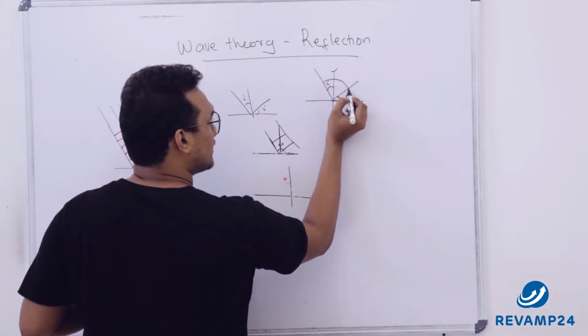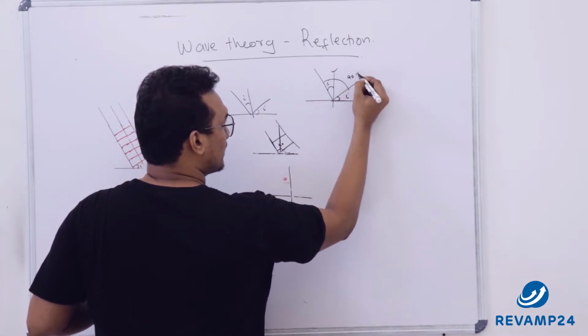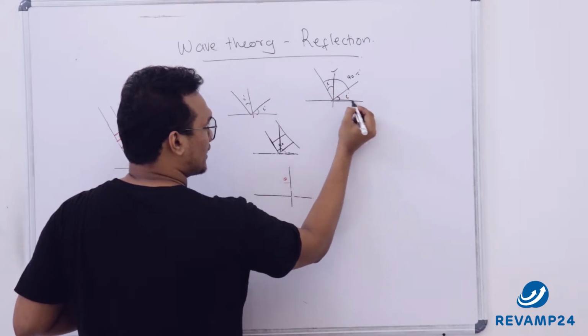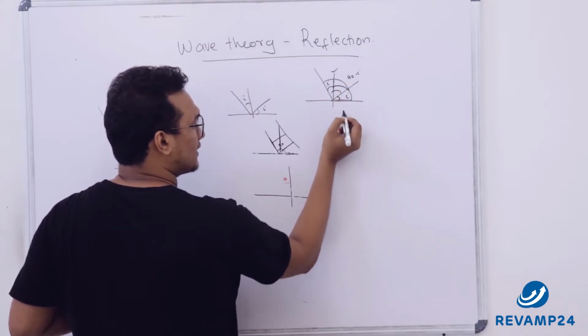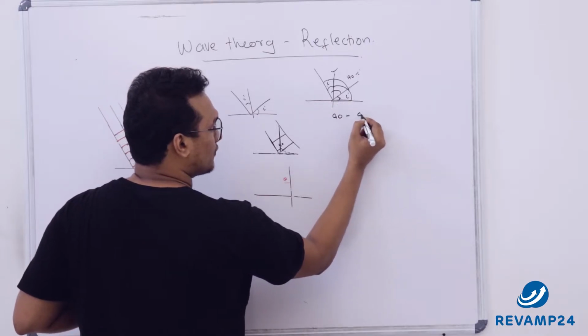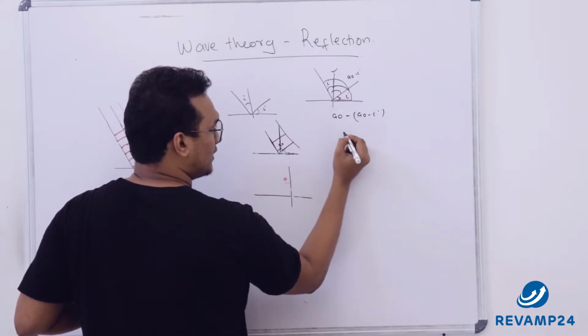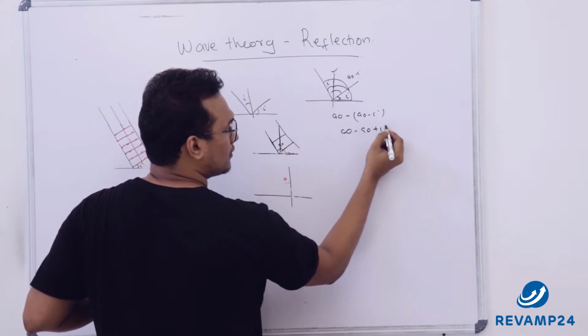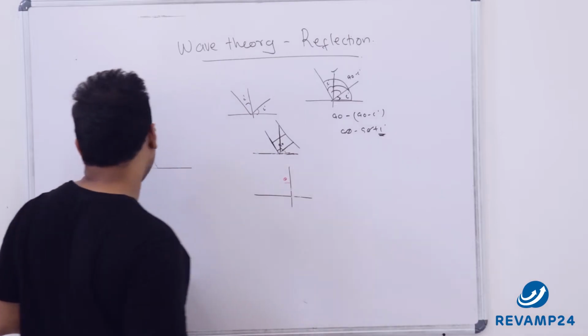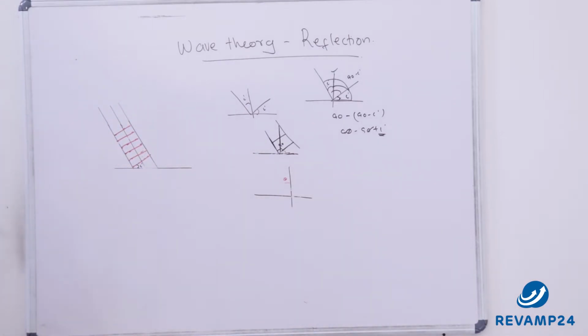You can easily prove it. These two are 90 degrees. So if this is I, this would be 90 minus I. Now these two are 90 degrees. So if this is 90 minus I, the whole thing is 90. So this would be 90 minus of 90 minus I. So 90 minus 90 would cancel, minus minus I would be plus I, that would be I itself. So in this way also we can prove. So anyway, this is the angle of incidence.